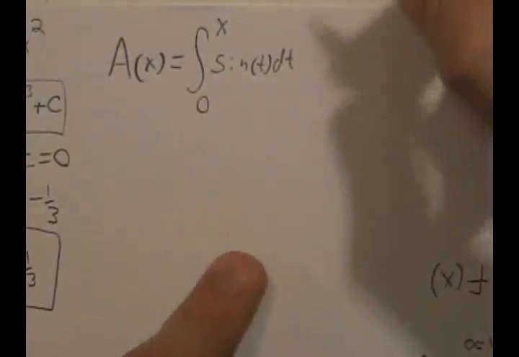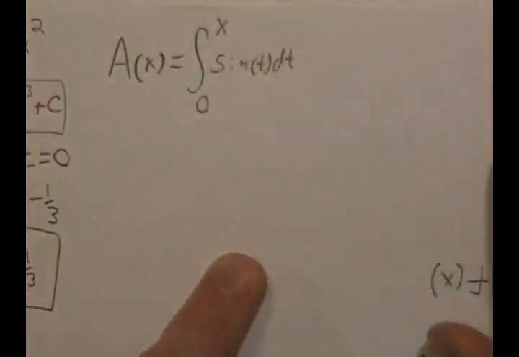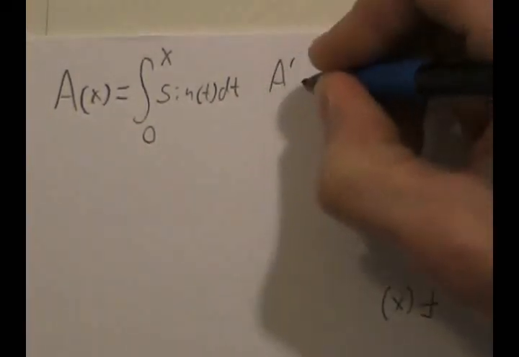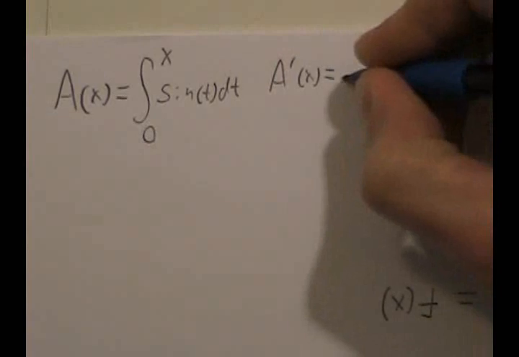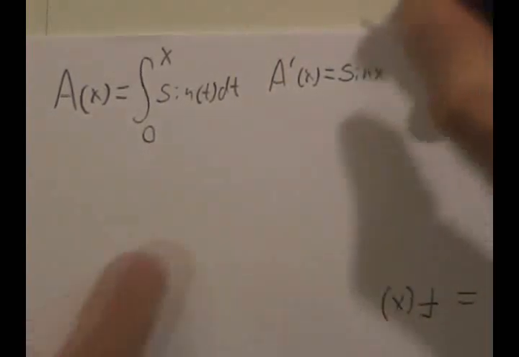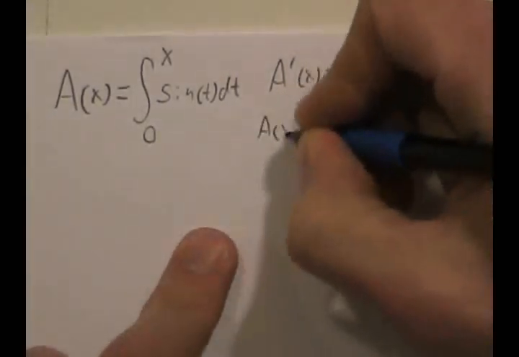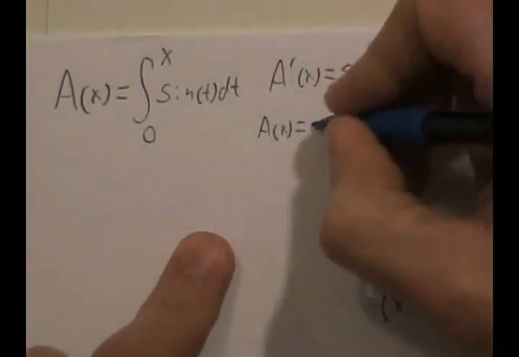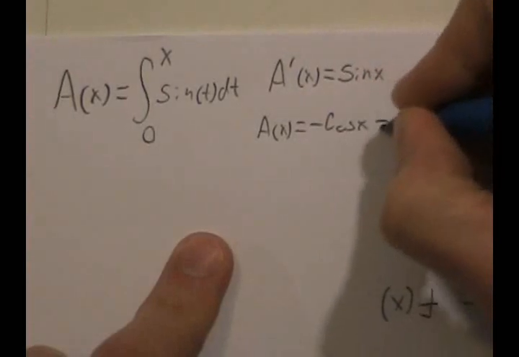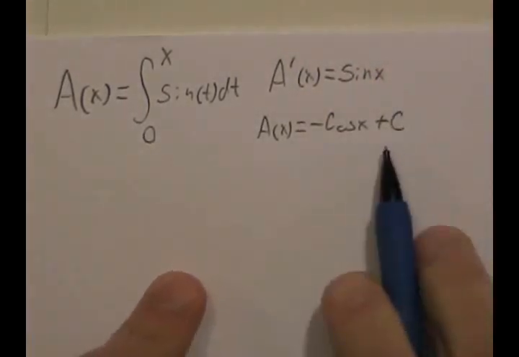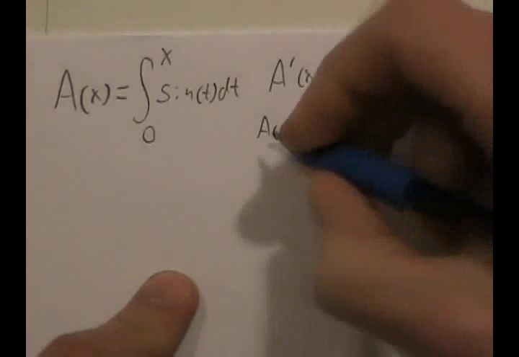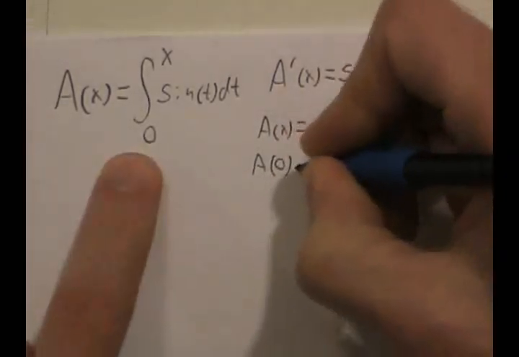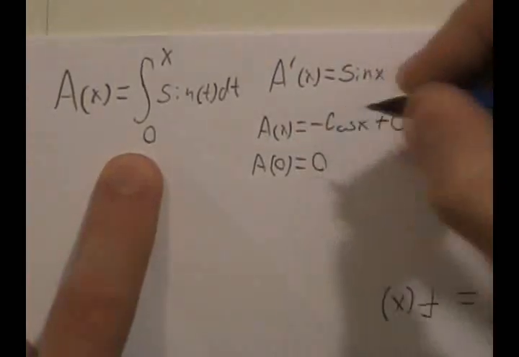Well, I don't know, but I know that its derivative, a prime of x, must be sine x. Therefore, I know that a of x must be an antiderivative of sine x, namely minus cosine x plus c. And to figure out what the constant of integration is, I know that I have defined it so that a of 0 should give me 0.